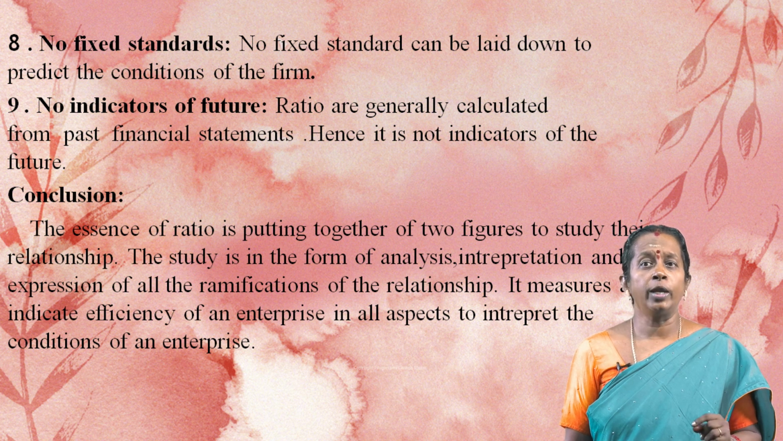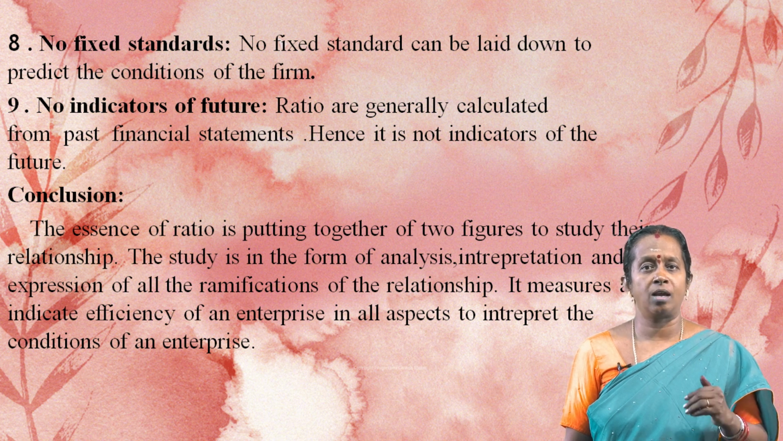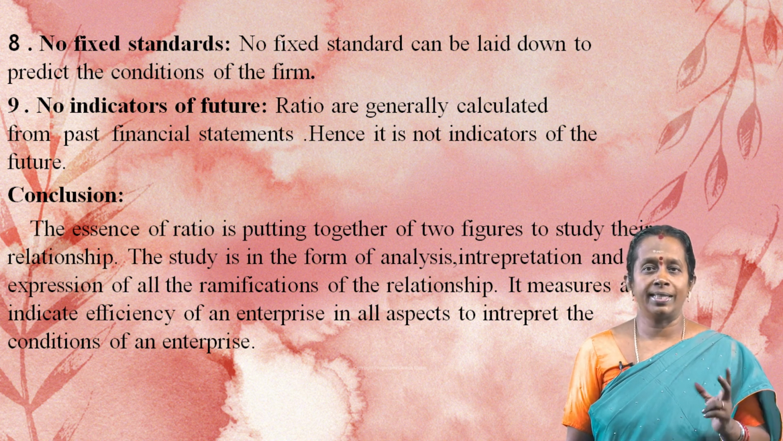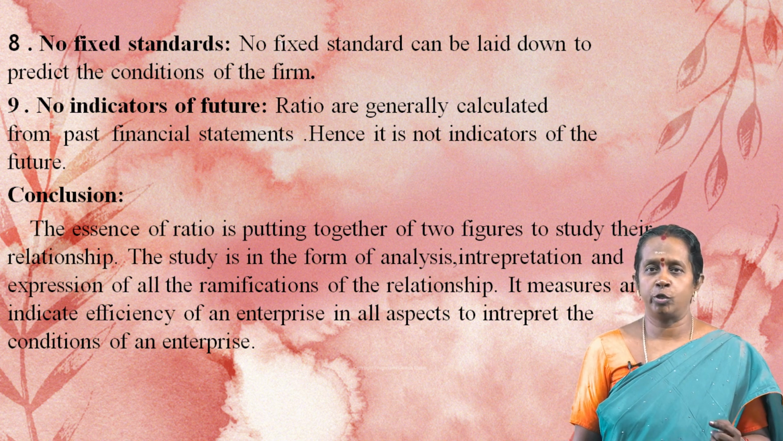Last one is no indicators of the future. That means ratios are generally calculated from financial statements. Hence, they are not indicators of the future. It is only a prediction. They are not supposed to consider the predictability with reference to the organization. Why? Because the future may be uncertain. So, in that circumstance, it is considered one of the limitations of the ratio analysis.